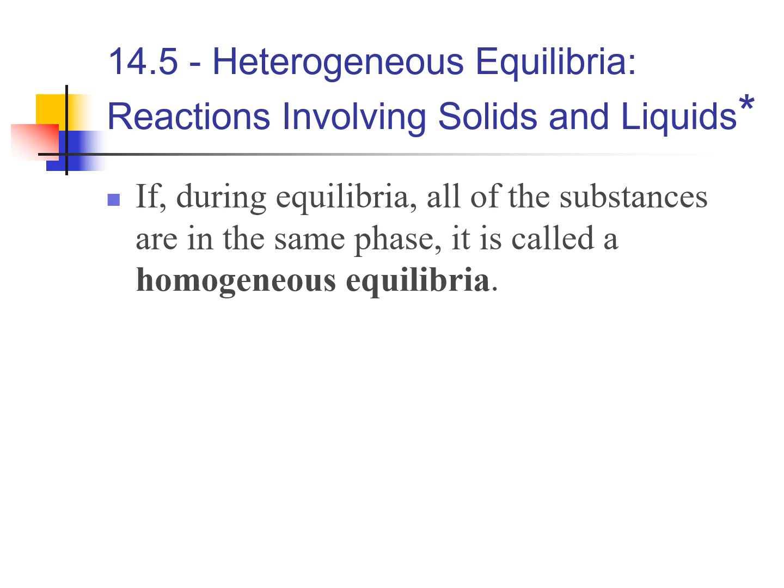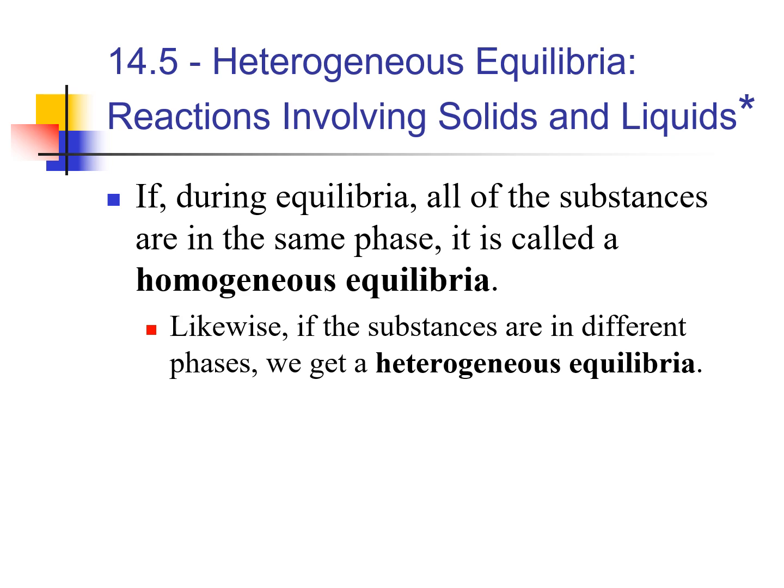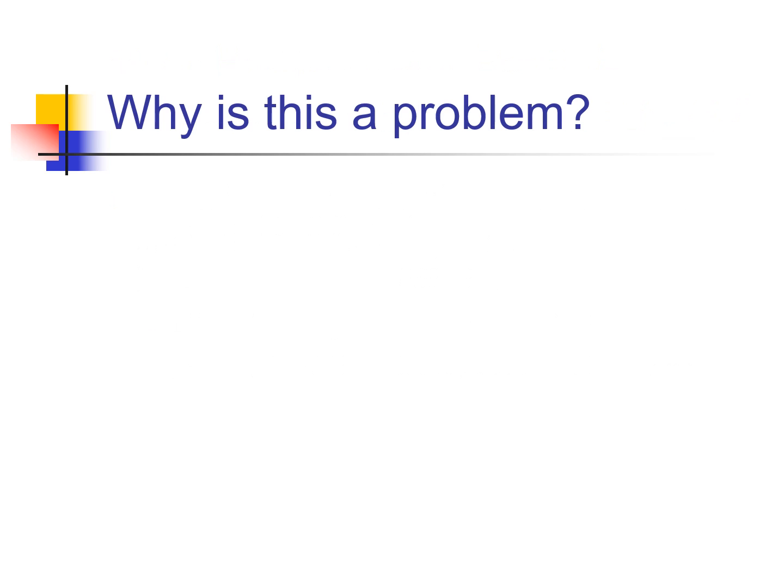In 14.5, we're starting to look at what are called heterogeneous equilibria. So it's equilibria conditions where you have things in different states of matter. If everything's in the same phase, we call it a homogeneous equilibria. If everything's a gas, if everything's a solution. Heterogeneous is where we start mixing and matching. So the most common that you'll see is you'll have something be a solid where everything else is aqueous, or perhaps maybe something be a liquid where everything else is aqueous.